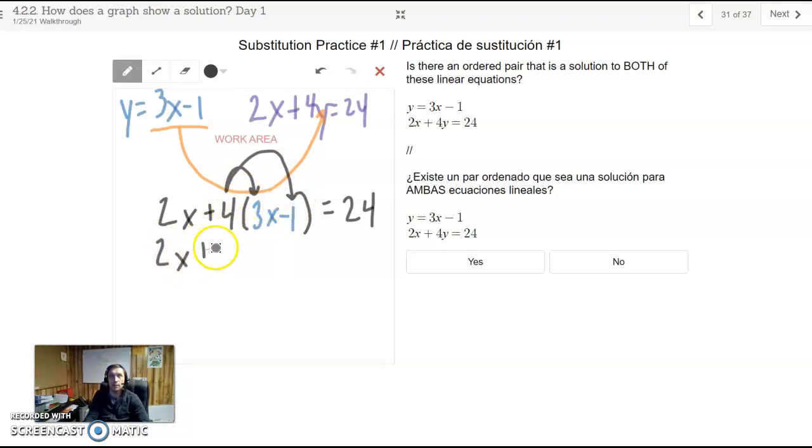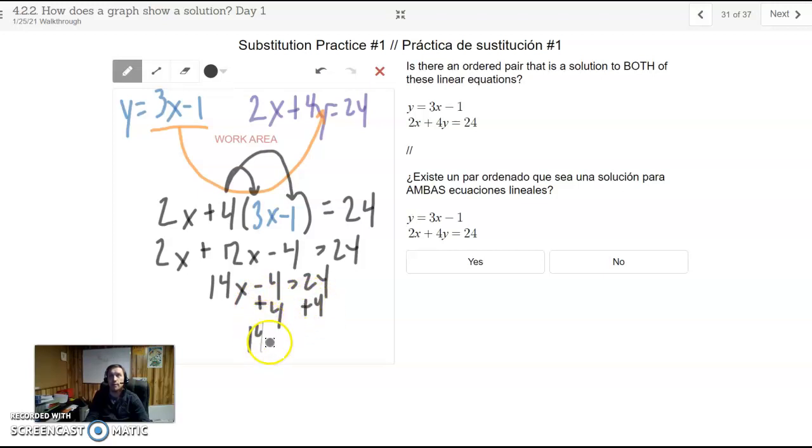to 3x and the negative 1 by distributing. So 2x plus 4 times 3x is 12x. 4 times negative 1 is negative 4, equals 24. 2x and 12x combine to give you 14x, minus 4 equals 24. Add that 4 to both sides, and you get 14x equals 28. Now, do you know what times 14 is 28? If not, you just need to divide both sides by 14. 28 divided by 14 is 2.